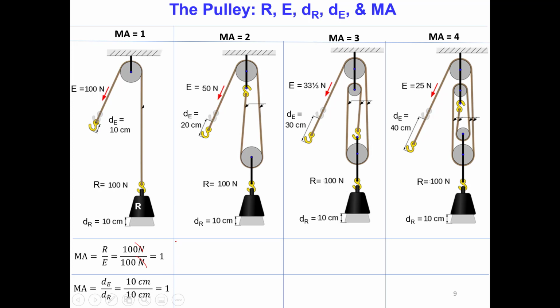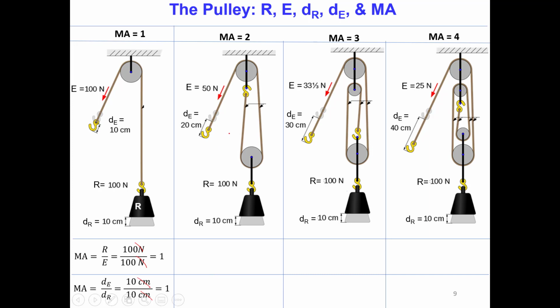Again, this is the maximum mechanical advantage. It can be less because of the friction. And here you can see again, there are no units for mechanical advantage because they cancel out.